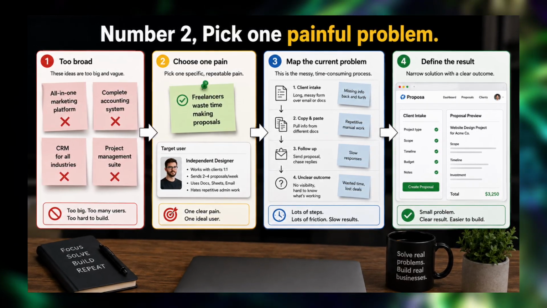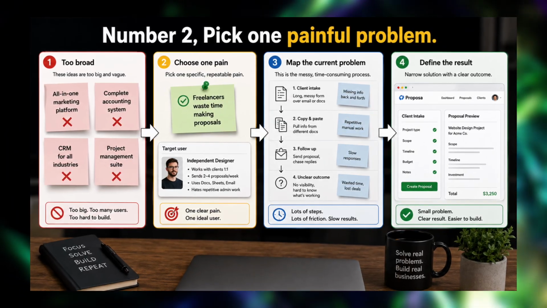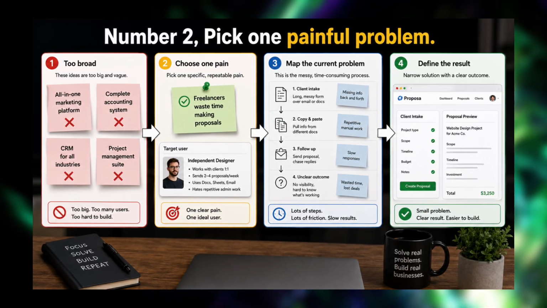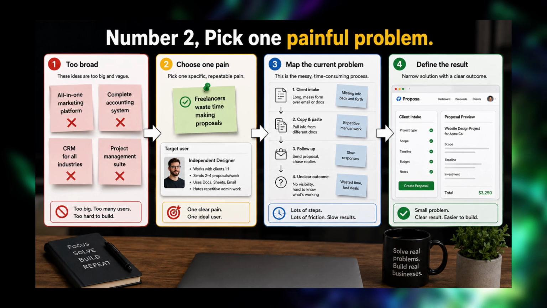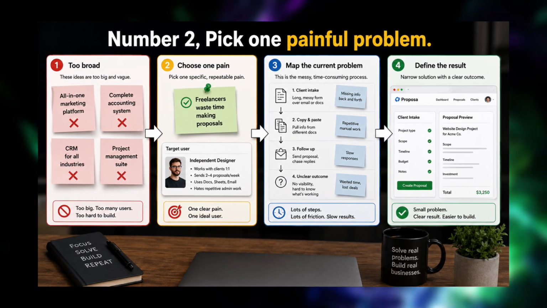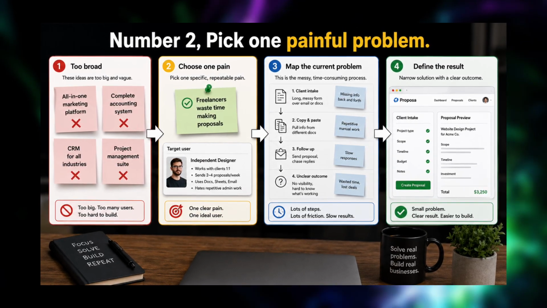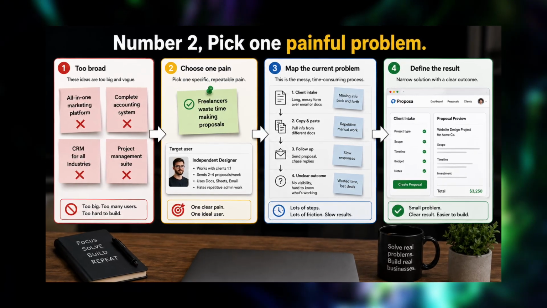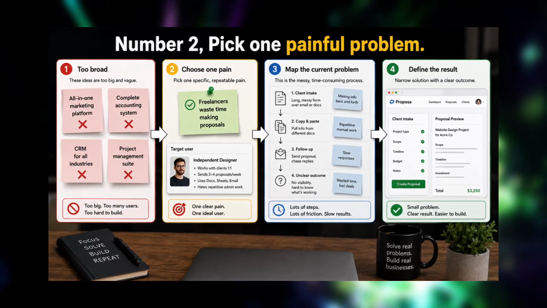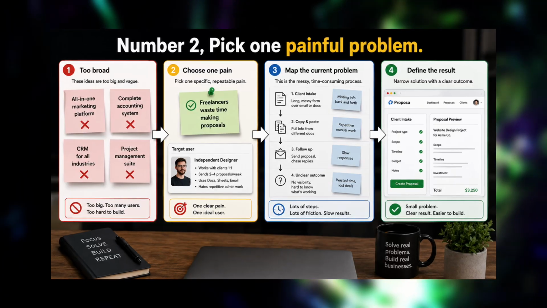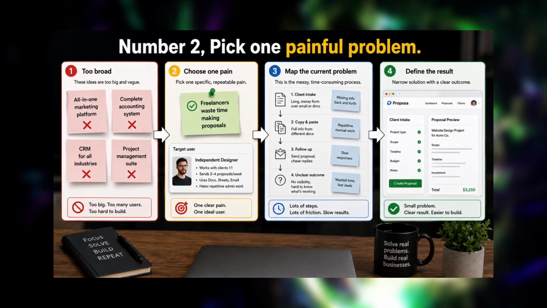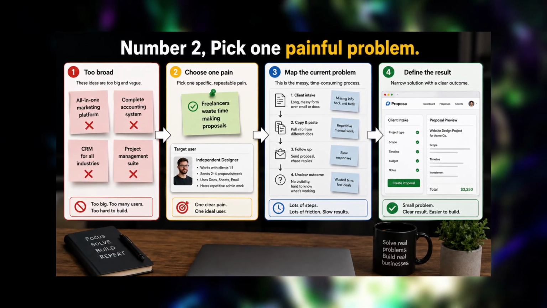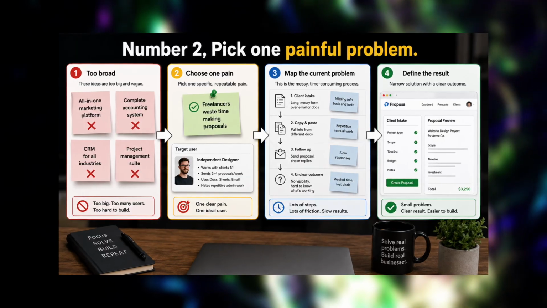For example, a tool that turns client intake forms into clean proposals, a simple dashboard for tracking failed payments, or a scheduling tool for a very specific type of business. Claude Code can help you build the app, but it cannot rescue a weak idea. Before writing code, describe the user, the problem, the current annoying process, and the exact result your app should create.